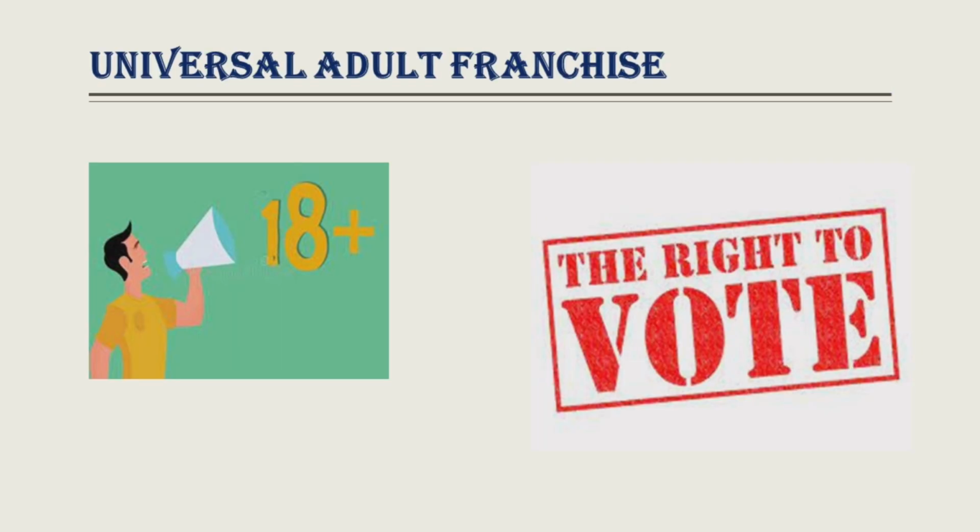However, the universal adult franchise refers to the principle that all adult citizens, regardless of their gender, caste, religion, or socio-economic background, have the right to vote in elections. It means that every individual above a certain age, that is 18 years, has the equal opportunity to participate in the democratic process and elect their representatives.